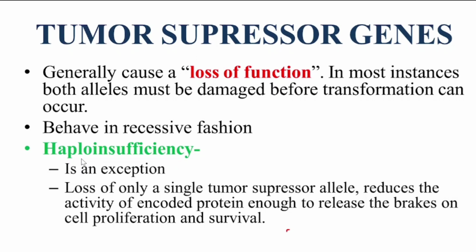But there is an exception to this rule. We call it haploinsufficiency. Here loss of only a single tumor suppressor allele is required, and it reduces the activity of the protein which is encoded, and this is enough to release the brakes on cell proliferation and survival, and the cell will proliferate to give rise to neoplasm.